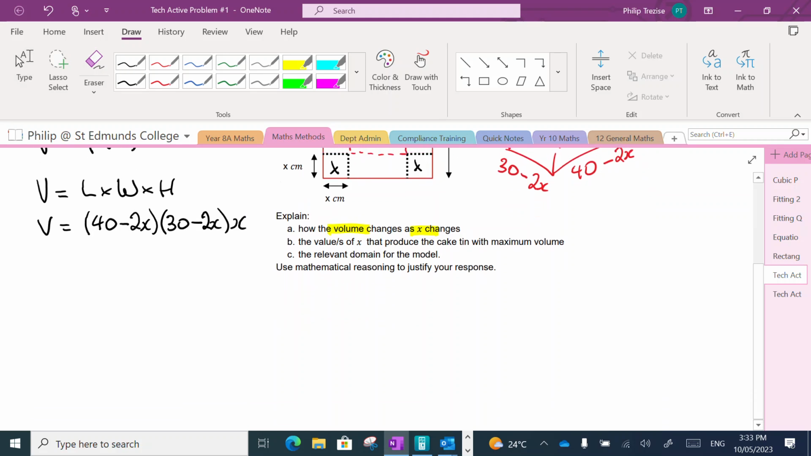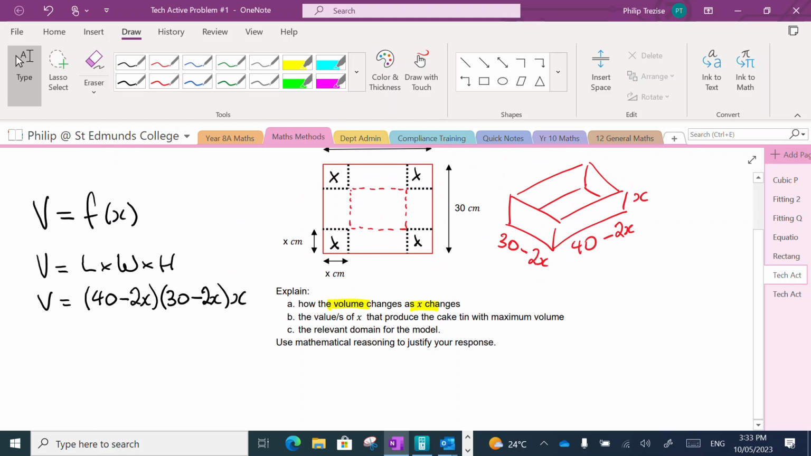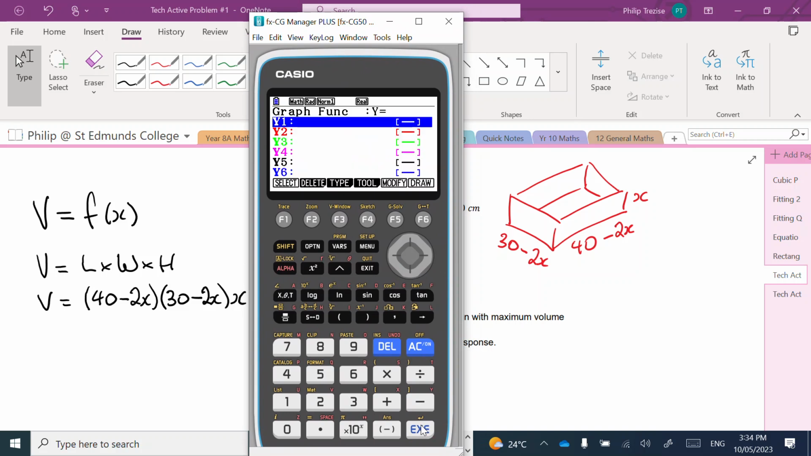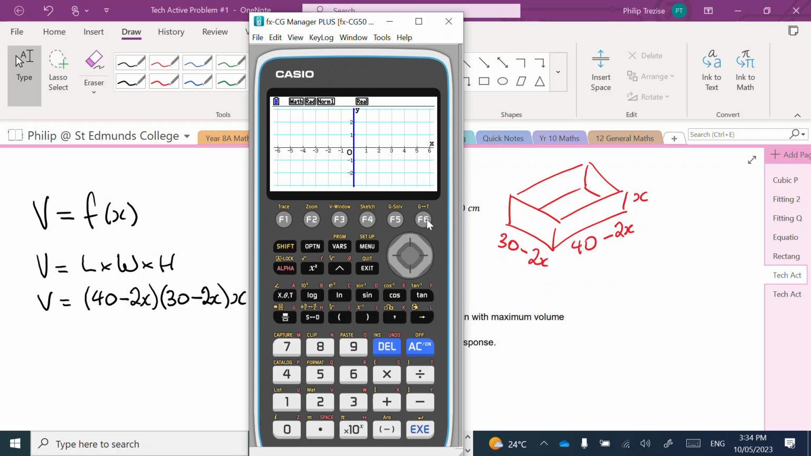That's okay. Now I think at this point I'm just going to get my calculator going, and we're going to have a look at what the graph of that function would look like. So let's use the graphing app, and we have to enter this, don't we? 40 take 2x, 30 take 2x multiplied by x. I'll draw that and see what we've got.